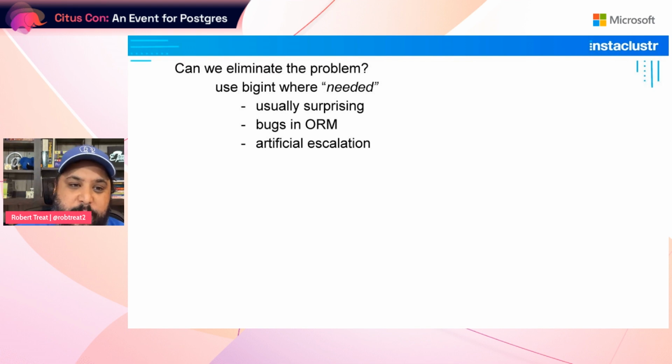The first one that usually people say is, well, let's just use big ints everywhere that we need them. Meaning if we know we're going to go over 2 billion, pick a larger data type, and that should do the trick. But again, like I said, these are usually surprising cases where you run into these error messages with the integer type. So it's really hard to know a priori where you actually should be using big ints versus regular integers.